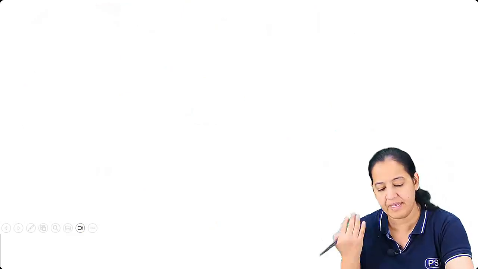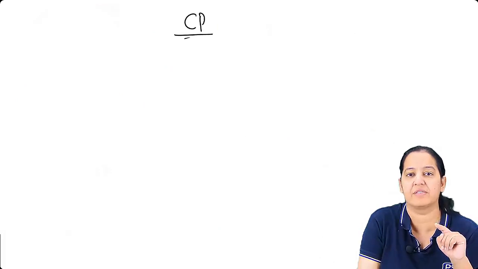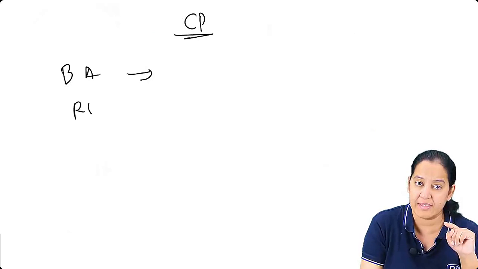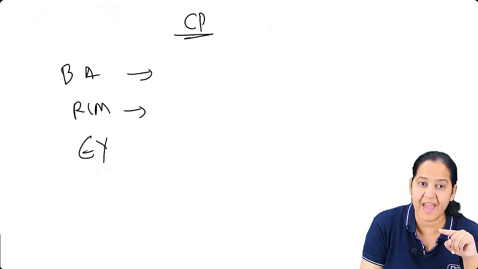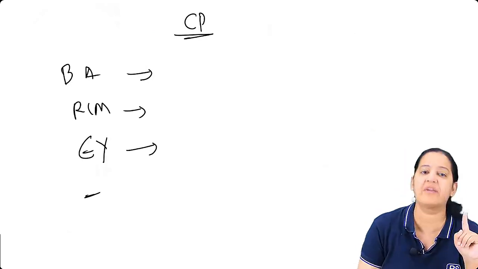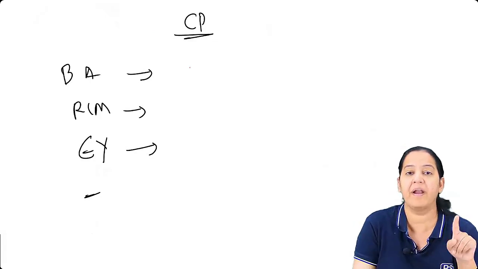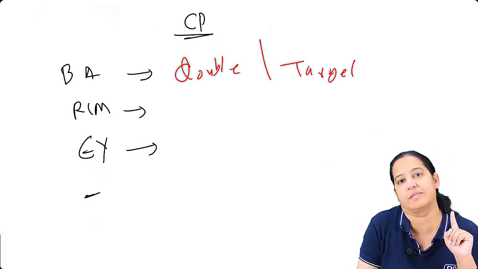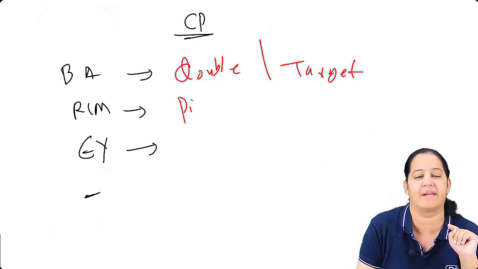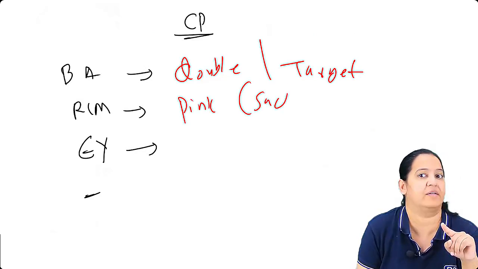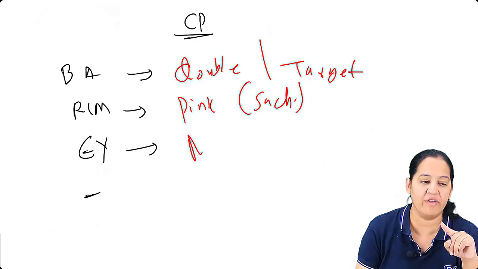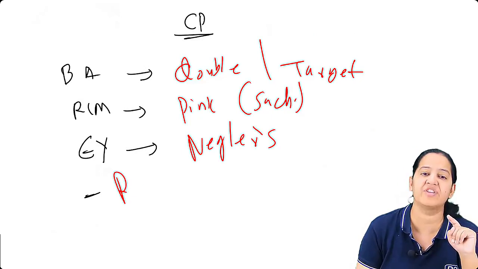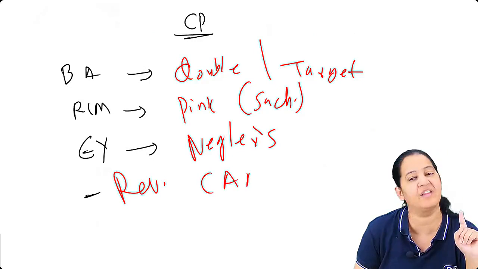So what is the summary? Who will tell me? I'm teaching you Clostridium perfringens. Tell me the culture media. What will you get on blood agar, on RCM, and on egg yolk? And tell me one unique reaction. So you say, ma'am, on blood agar, we get double hemolysis, also known as target hemolysis. On RCM, we get pink color. That is saccharolytic, not proteolytic. On egg yolk, we get Nagler reaction. And a unique reaction is reverse CAM. No other bacteria in this world is reverse CAM.